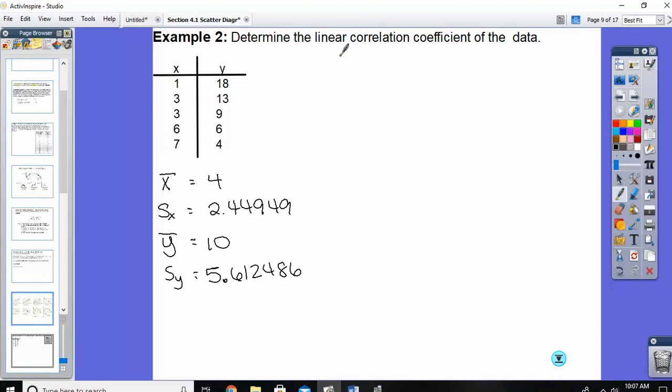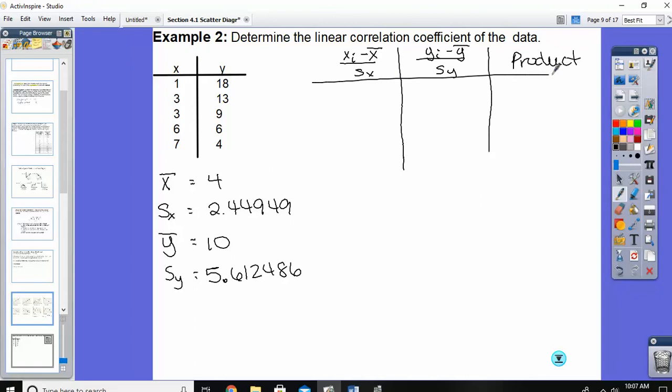So we are going to make a table. I'm going to make one column for the X portion of my formula, one column for the Y portion, and one for the product. Okay, so I'm going to write out just one of these to show you what I'm going to plug in my calculator.